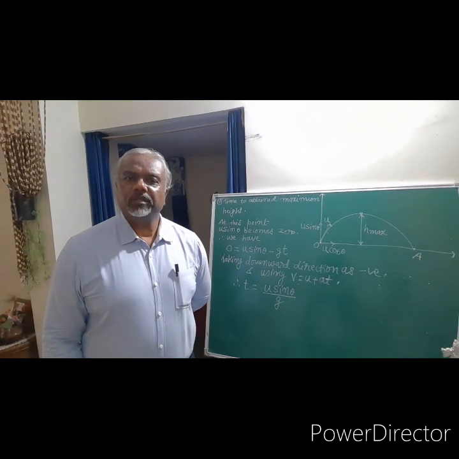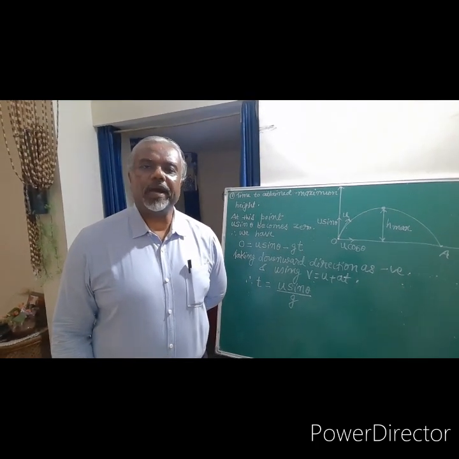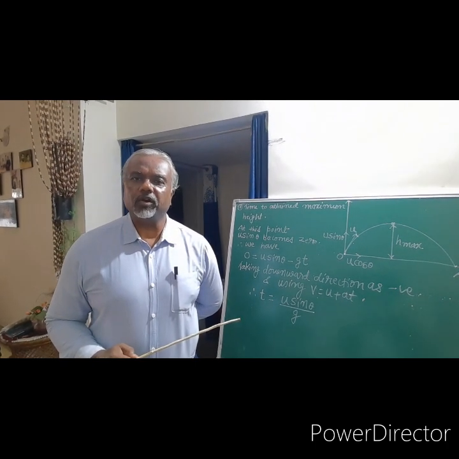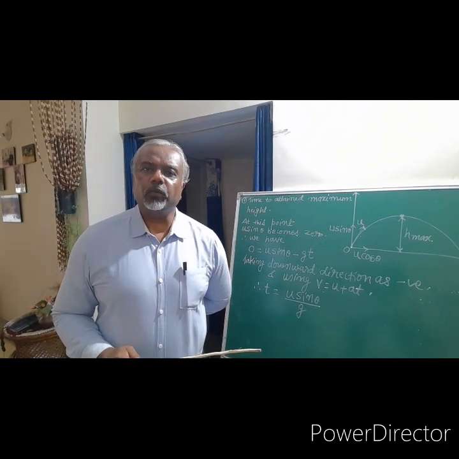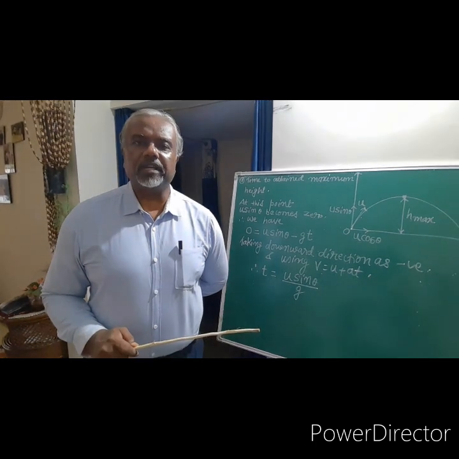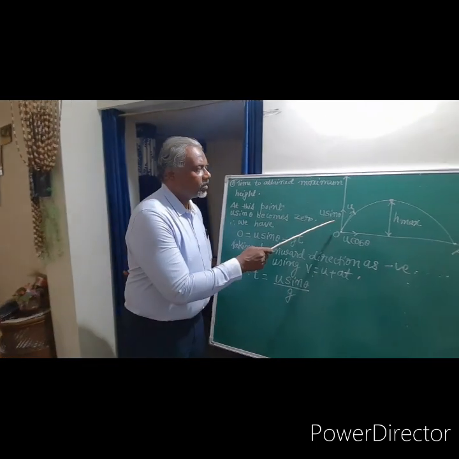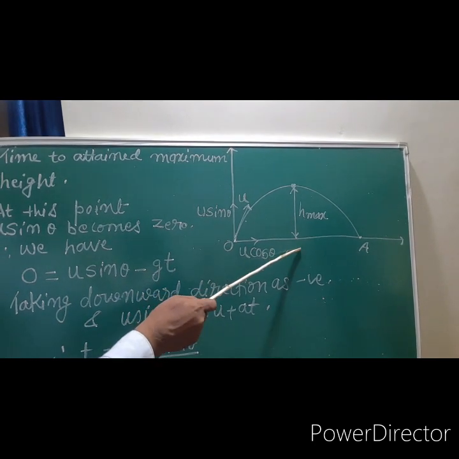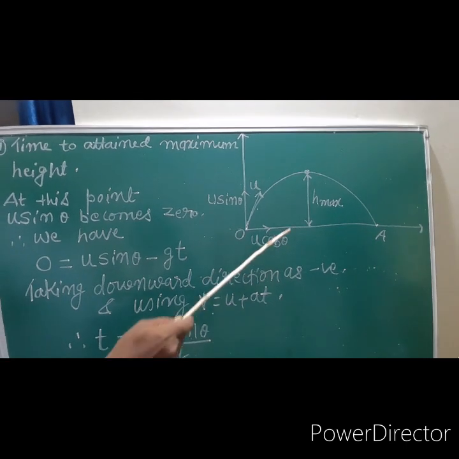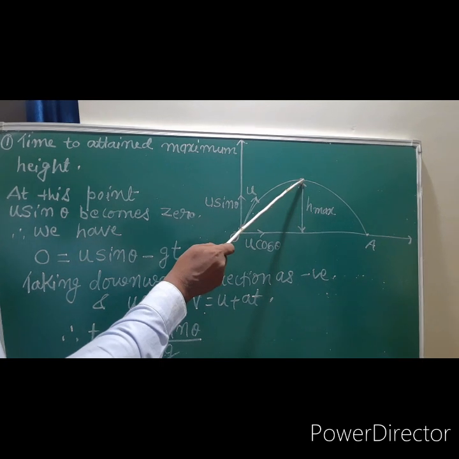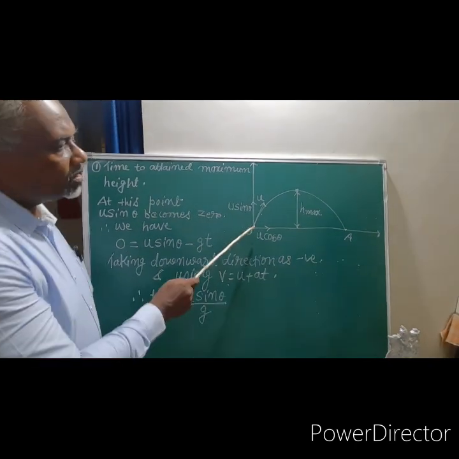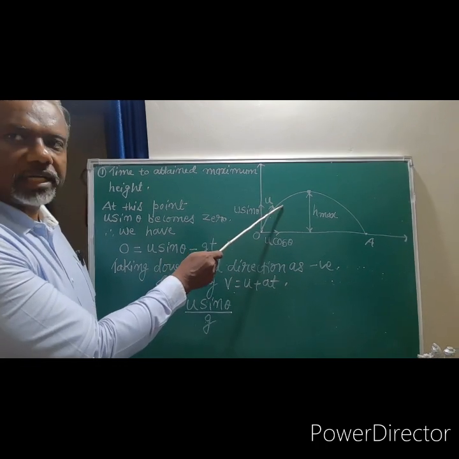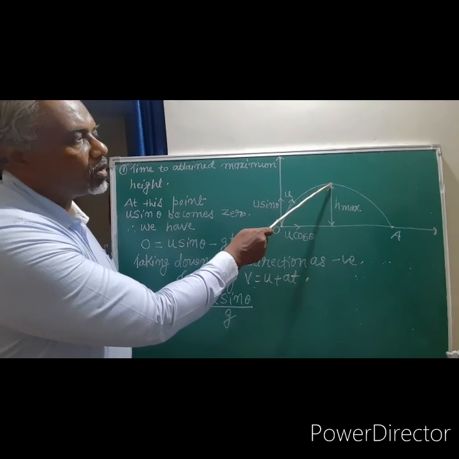So projectile motion. To understand projectile motion, I divide this motion into two categories. Motion along a vertical direction, motion along a horizontal direction. So take motion along a vertical direction. So what are the terms related in a vertical direction? U sine theta, vertical component of velocity, maximum height attained by the projectile, and time it takes to attain this maximum height. So vertical component of velocity is represented by this arrow. At this point, arrow will be shortened, and at this point, vertical component of velocity will become zero.